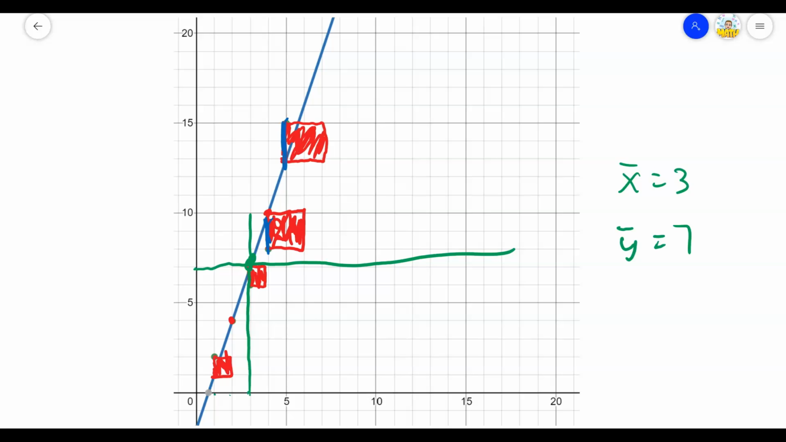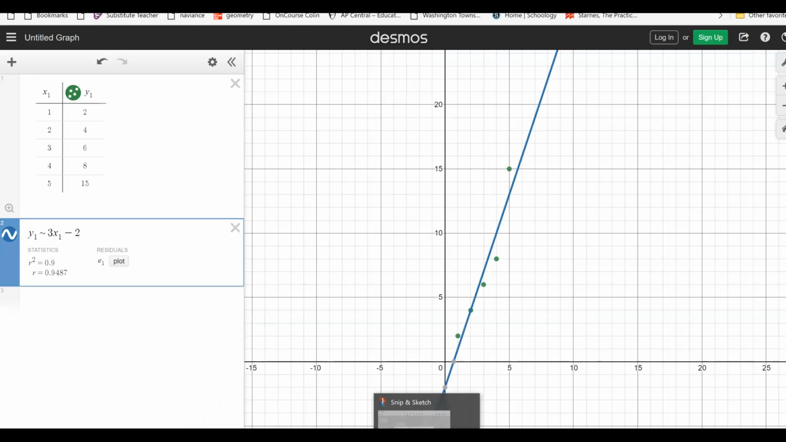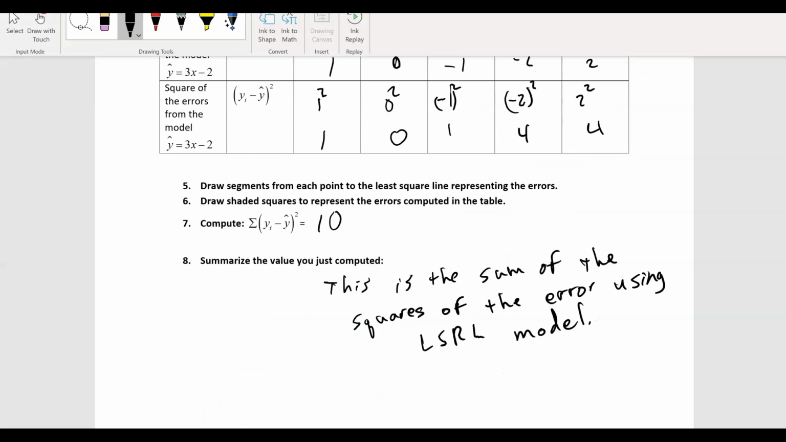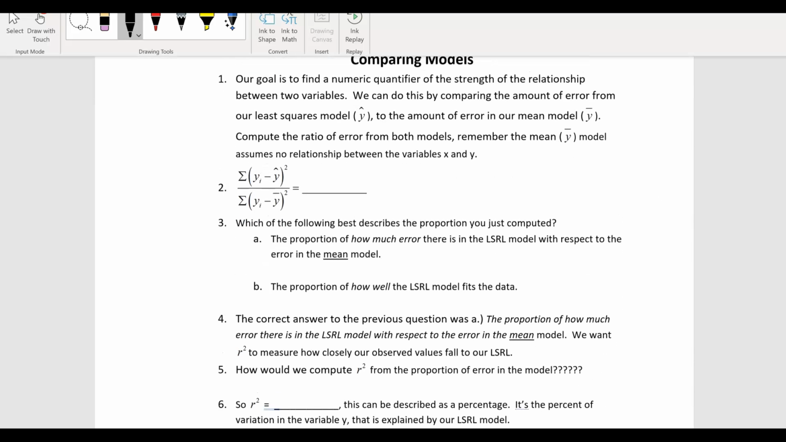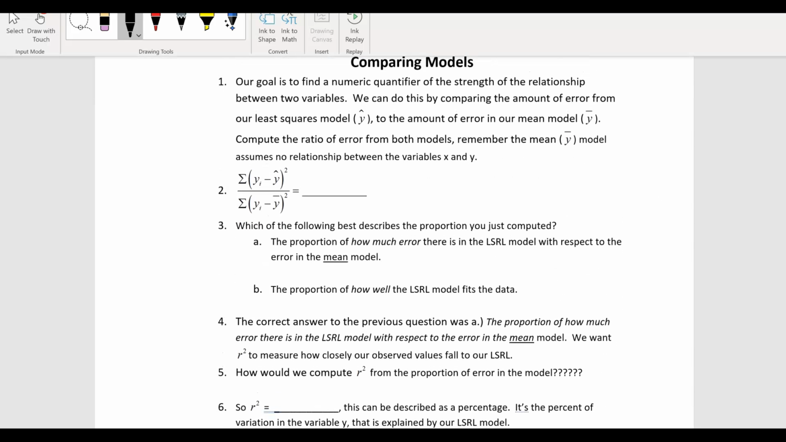And we can see that if we go back to our applet that we explored in the first section. So let's look at the last part of our worksheet here. What did we have? We had the sum of the squares. We're going to express this as a ratio. When we used our better model, the least squares regression line model, our error went from 100 all the way down to 10. So this would be a ratio of 10 out of 100, right?